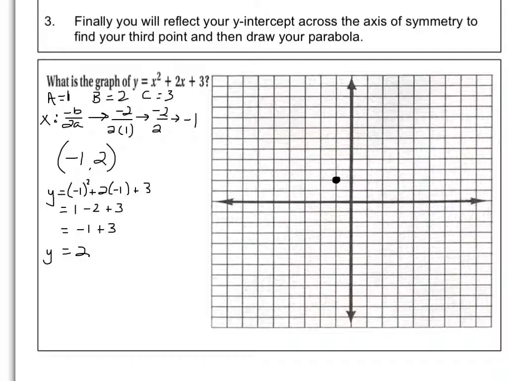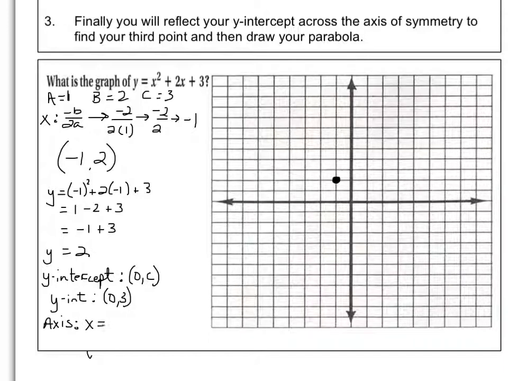Now, the second point that we're going to look at here is your y-intercept. Now remember, your y-intercept is the ordered pair 0 and c. Again, the reason I have you identify a, b, and c is so it's easy to look at your list and figure this out. So the y-intercept is the ordered pair 0 and 3. Now the axis of symmetry, remember, is the line x equals negative 1.